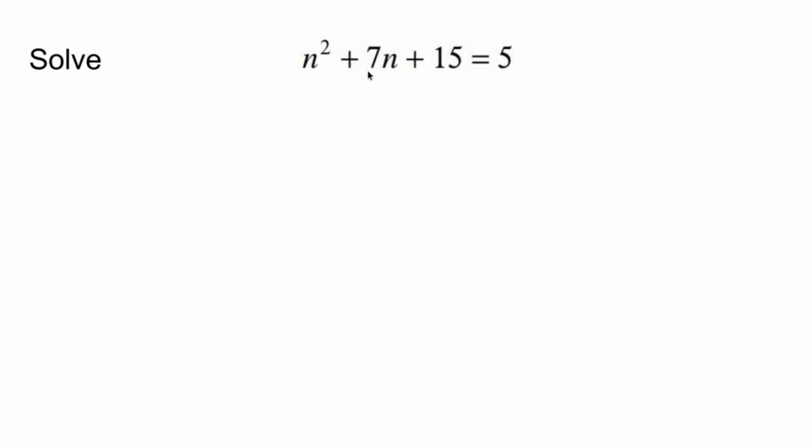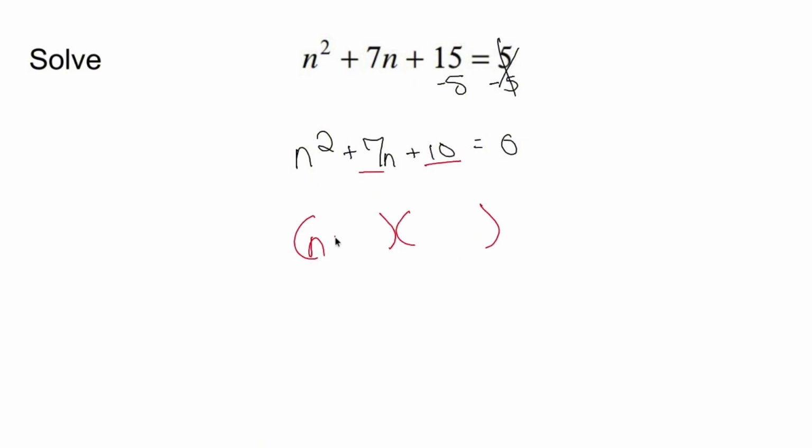Solve n squared plus 7n plus 15 equals 5. Whenever we have something that is a quadratic and something that looks factorable, what we want to do is set it equal to 0. So let's subtract 5 from both sides. n squared plus 7n plus 10 equals 0. Now you can factor this. There's two numbers that you can add to get 7 and multiply out to get 10. So that can factor out to (n plus 2)(n plus 5) equals 0.